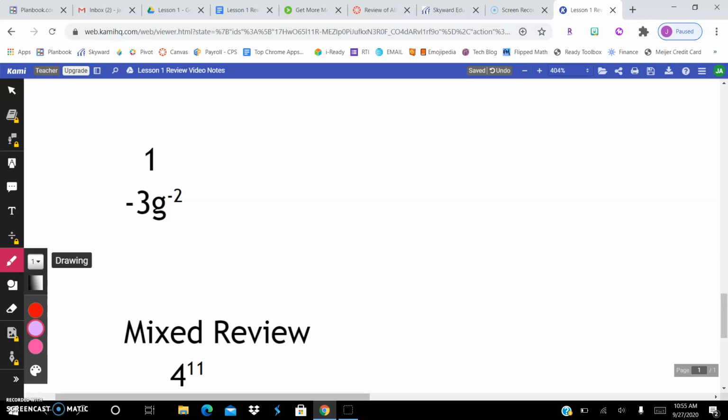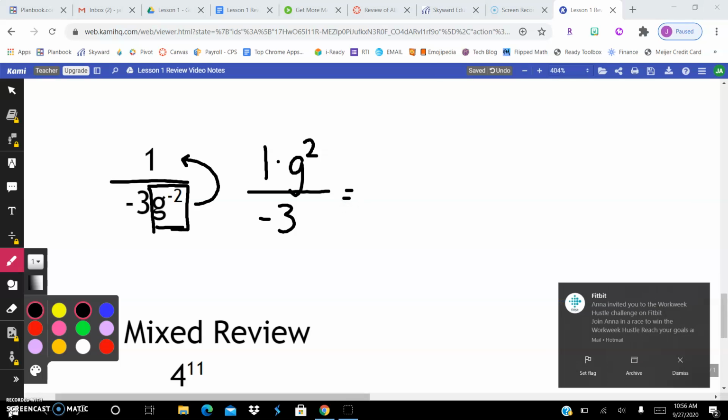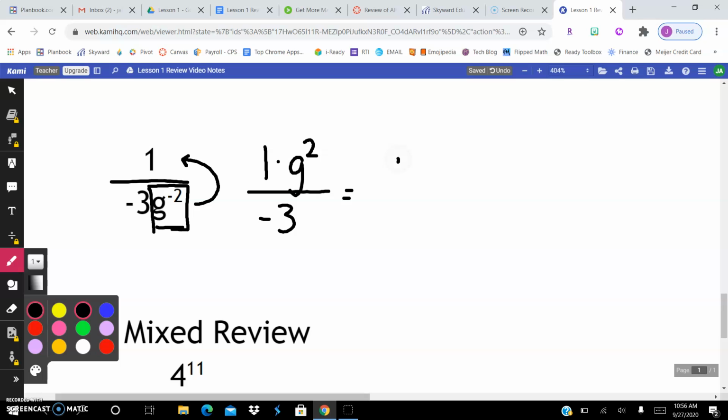And here we have 1 over negative 3 times g to the negative 2nd. So I can't simplify. 1 is the only thing in the numerator, so I can't combine anything. But I do notice that I have this negative exponent. I have g to the negative 2nd exponent. We're not going to include the negative 3 with this because g is the only thing with a negative exponent. And to make that exponent positive, we're going to move it to the opposite spot in the fraction, and it will become positive. So I will have 1 times g to the 2nd power at the top. And that negative 3, I can't do anything with, so it gets to stay at the bottom. I can simplify the top. 1 times g to the 2nd power would be just g to the 2nd power, and our negative 3 stays there.